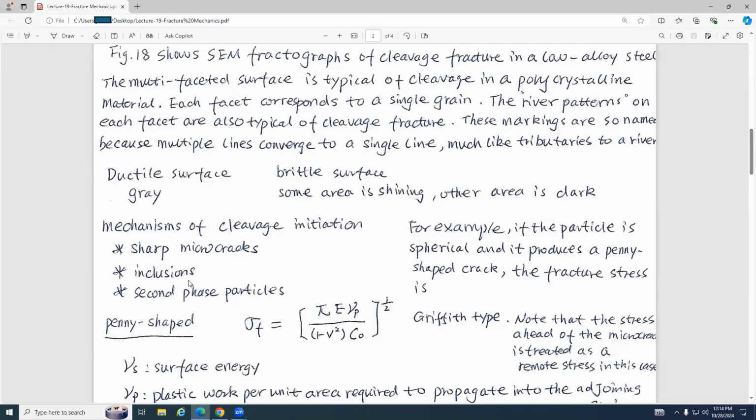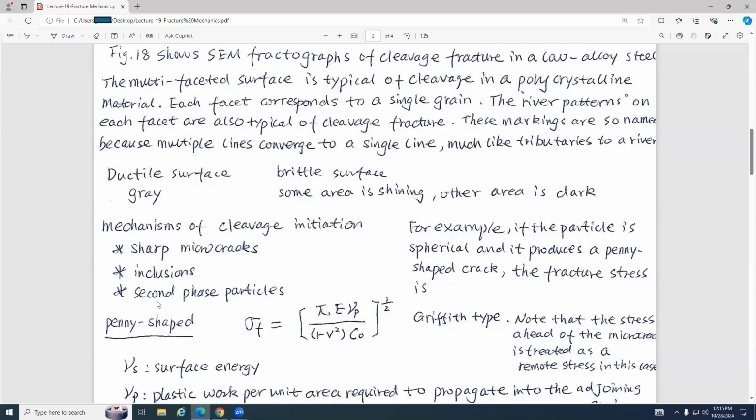The second one is inclusions. Inclusions means that within the material, the matrix material, there are some very, very hard second phase particles. These hard particles are treated as inclusions. Usually, if something happens, these inclusions, these hard particles, separate from the matrix material and they will gap, and then you apply load, and then the cleavage will occur.